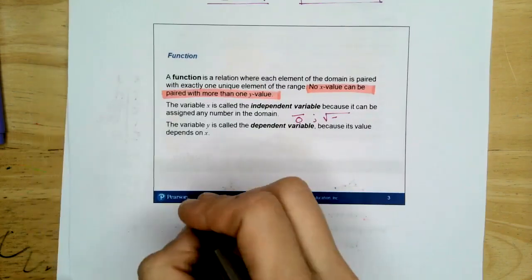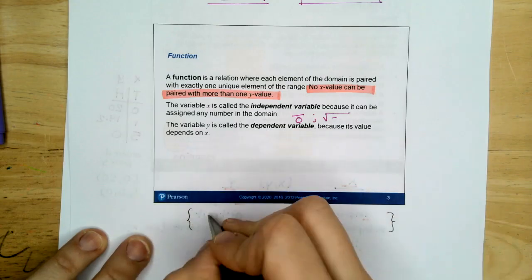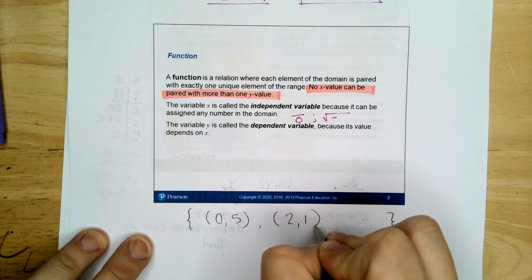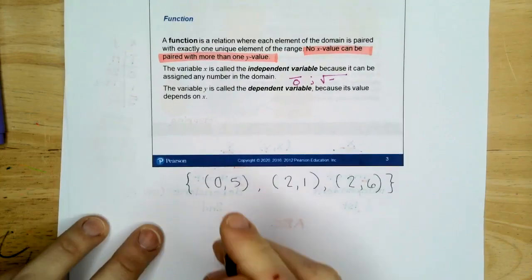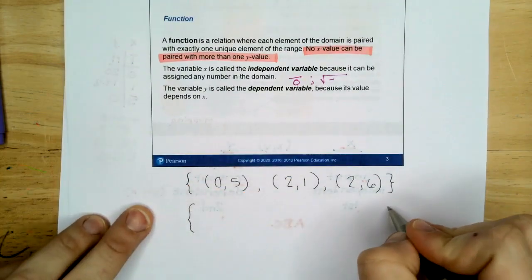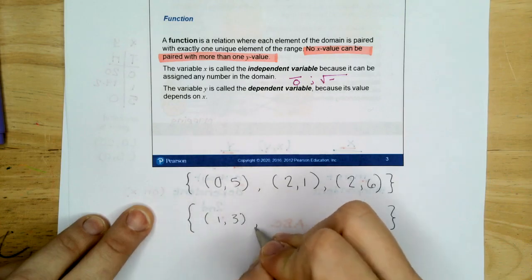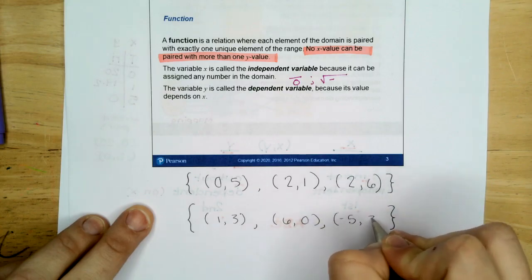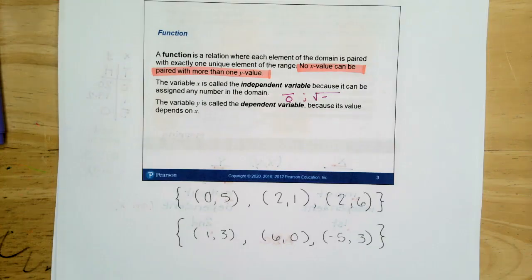Two examples. Here's just two sets of ordered pairs, okay? This is the set (0, 5), (2, 1), (2, 6), okay? And then here is the set (1, 3), (6, 0), (-5, 3). Those are both relations, okay?